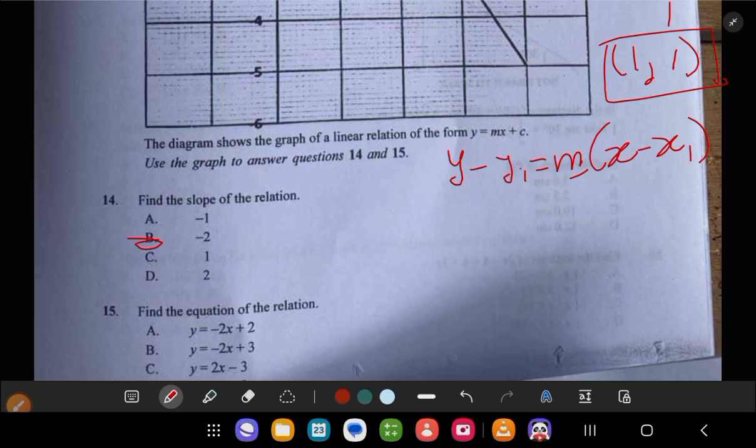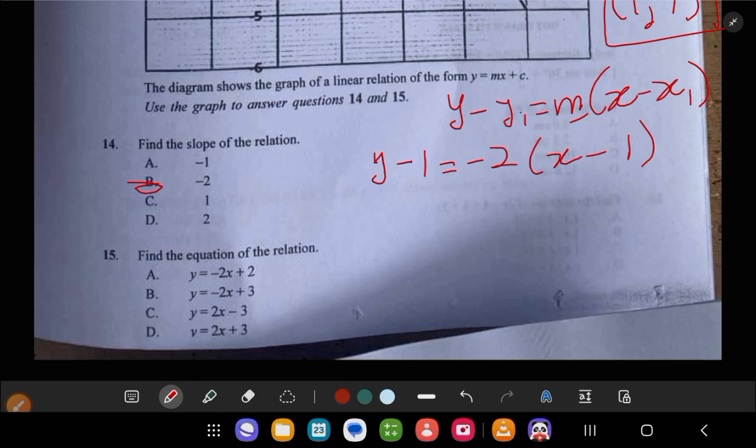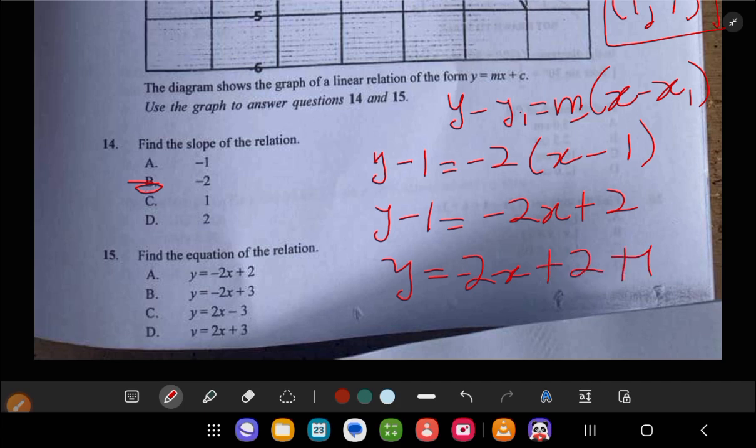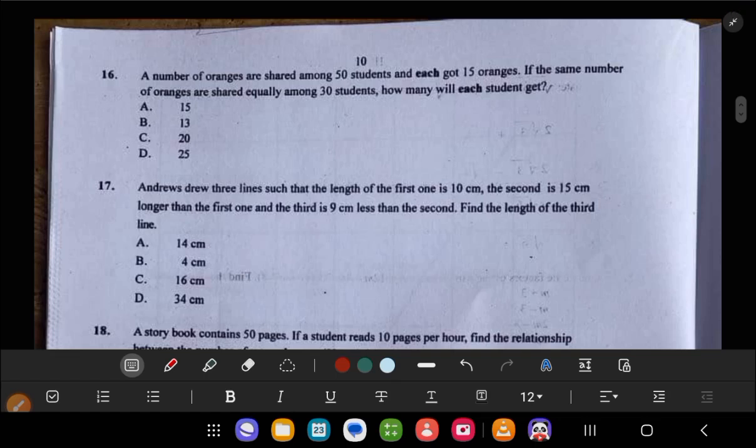So what you are going to change is the y1 and the x1. For the y, you just maintain it. So y minus 1 equals negative 2 open bracket x minus 1. So we are going to have y minus 1 equals minus 2x, so minus 2 times minus 1 is what? Plus 2. So y equals minus 2x plus 2 plus 1. So y equals minus 2x plus 3. So our answer is B. That's for question 15.